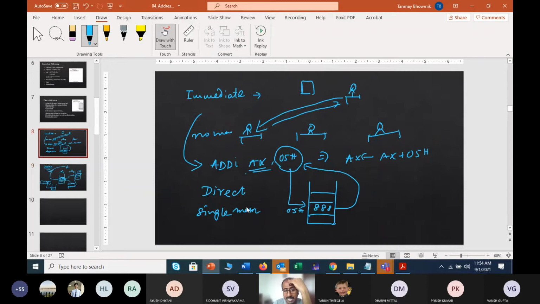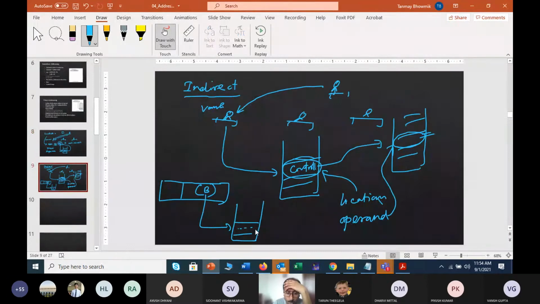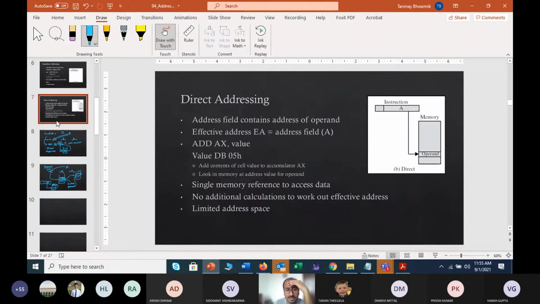But in case of direct addressing, no parenthesis was there. Or this is the example of immediate. If it is direct also, then no parenthesis would be there. Okay, so then he will take that address and he will search the second location. Maybe the second location is here. So here your operand will be stored. So that means this is the first memory location, this is the second memory location, this is the operand. So how many memory locations are you accessing in this case? 2 basically.